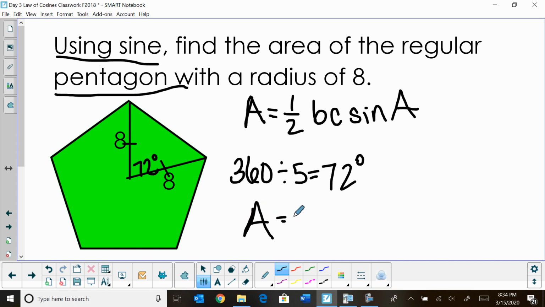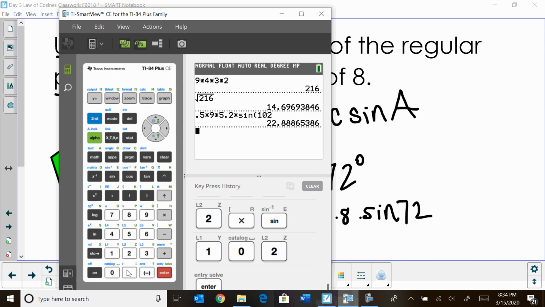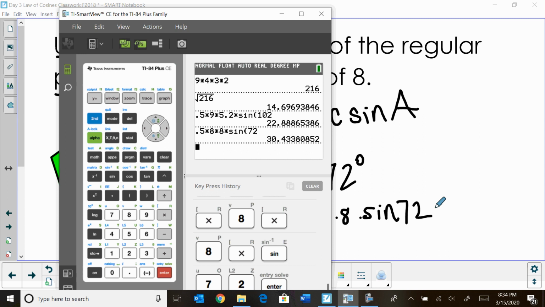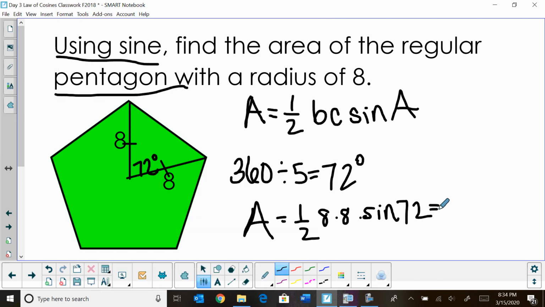The area is going to equal 1/2 times 8 times 8 times sine of 72. So let's grab our calculator and figure out what that's going to be. So 0.5 times 8 times 8 times sine of 72 degrees. And using our area formula, we got 30.4 for the area of the triangle. Now, that's the area of a triangle. That's this region right here.